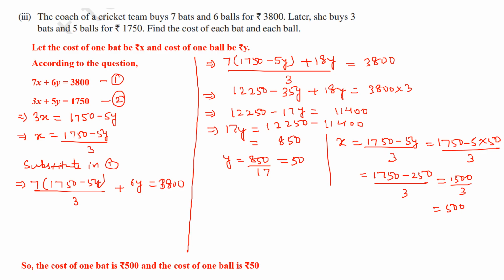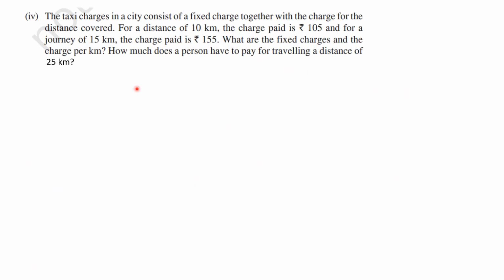Now I'm moving to the fourth question. The taxi charges in a city consist of a fixed charge together with the charge for the distance covered. For a distance of 10 km, the charge paid is 105 rupees, and for a journey of 15 km, the charge paid is 155 rupees. What are the fixed charges and the charge per kilometer? How much does a person have to pay for traveling a distance of 25 km?